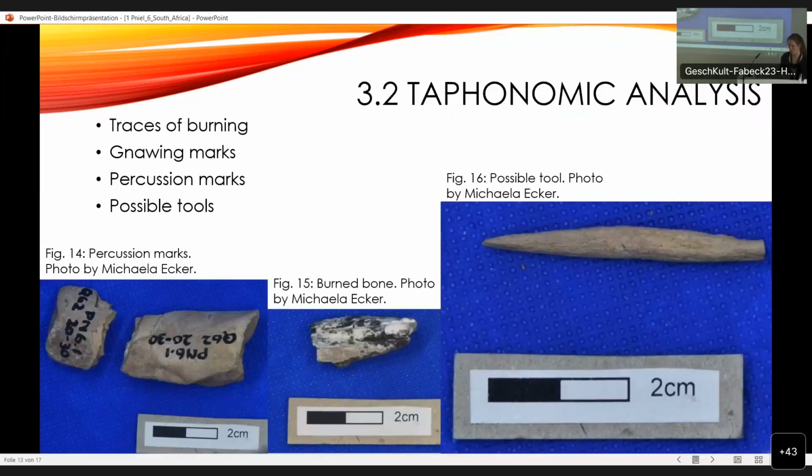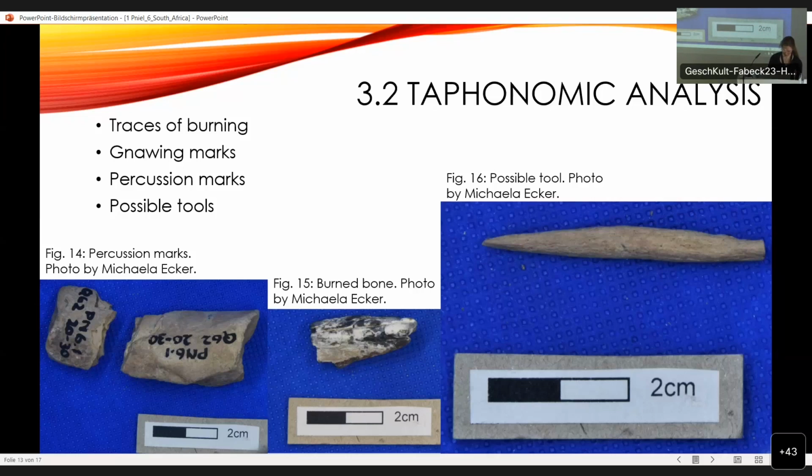Now to the taphonomic analysis, which was carried out by Helena Pribliczki. We have some bones with traces of burning, but there are only 2, as one of them you can see here in the middle. And then we have some bones with percussion marks, or possible percussion marks. This one, as you can see here, that's maybe a percussion mark on this bone. And we have also some possible tools, like this really elongated bone, for example. We don't really know if there are tools, but maybe.